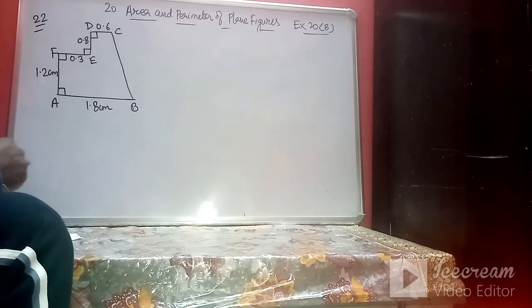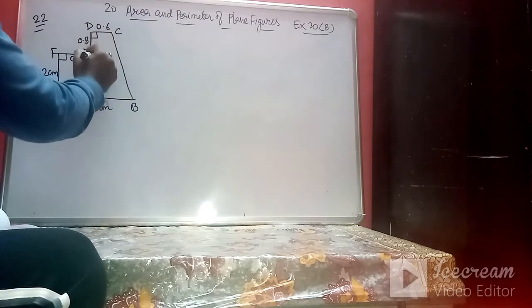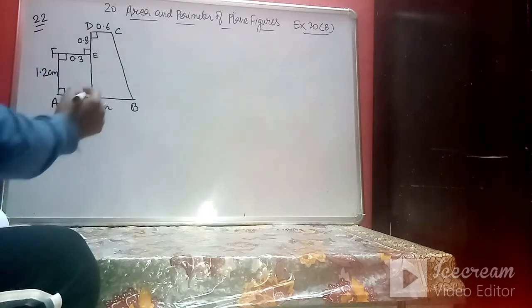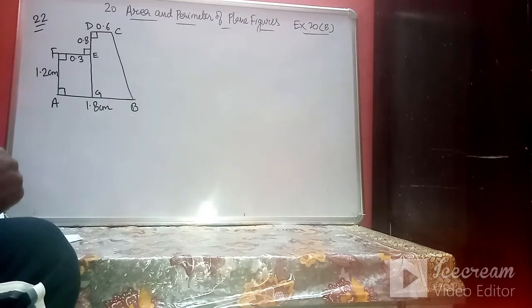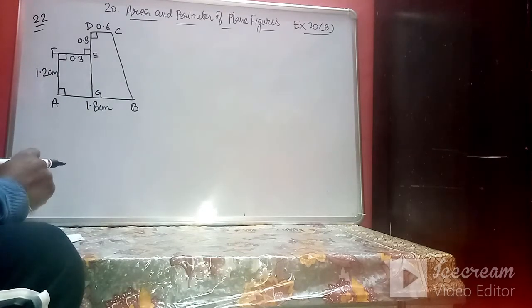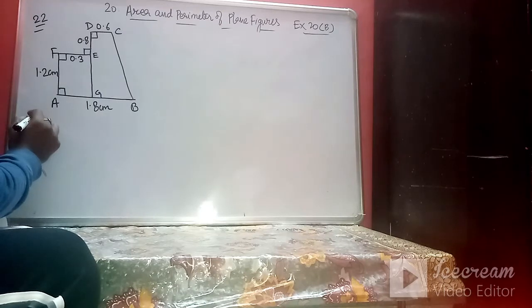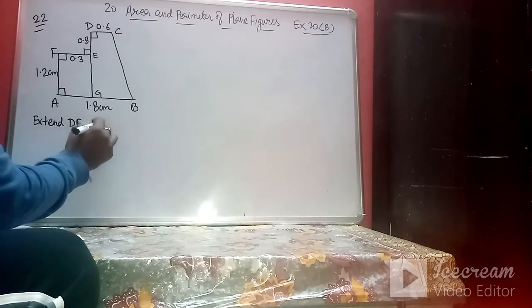So what we are going to do, we are going to divide this figure into the elementary shapes that we know. So I am going to extend this DE. Let this point be G. Okay. Now if we see very carefully, here we have two types of figure. One is a rectangle and one is a trapezium. So we will extend DE to G.